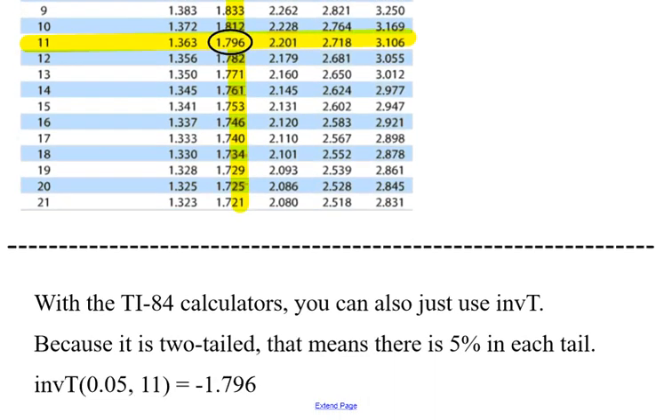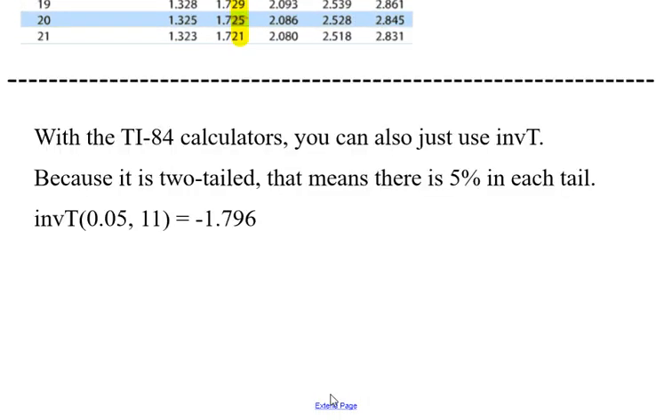If you did this using the calculator, be aware the calculator only does it for areas to the left. If it's a two-tailed test with 10% significance, it means 5% is in each tail. So I would run it with inverse t, 0.05, degrees of freedom is 11, and it gives me that left critical t value, which means I would also know the right by symmetry has to be at positive 1.796.